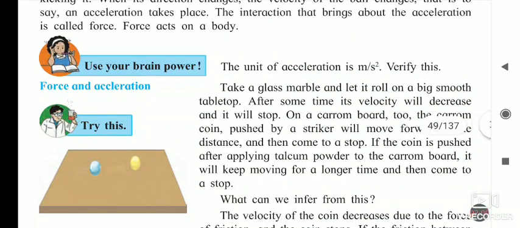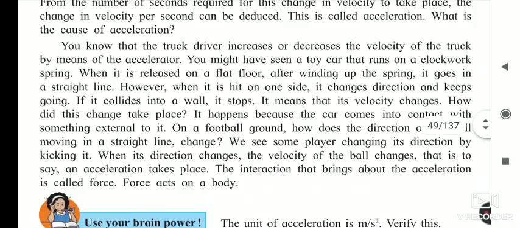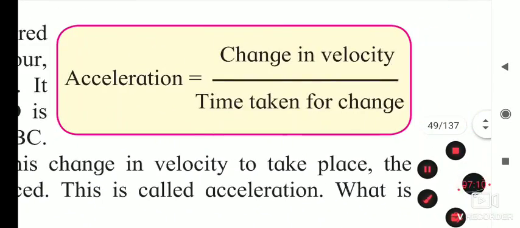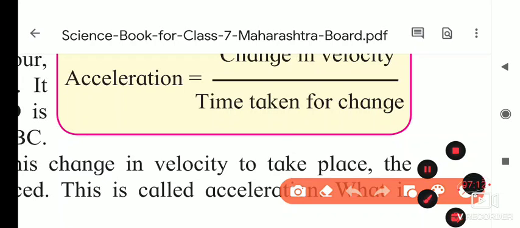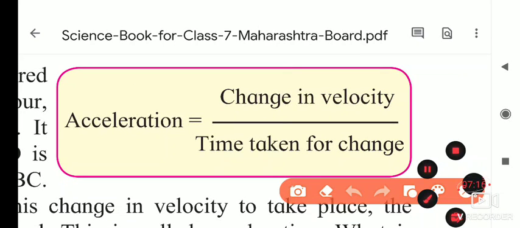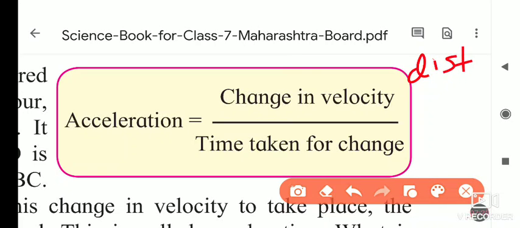Now, a use your brain power question. The unit of acceleration is meter per second squared. Verify this. So how to verify this? First of all, we will see the acceleration. What is acceleration? Change in velocity. So change in velocity means what? Velocity's formula is displacement upon time.